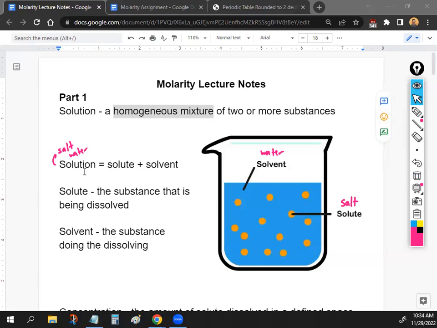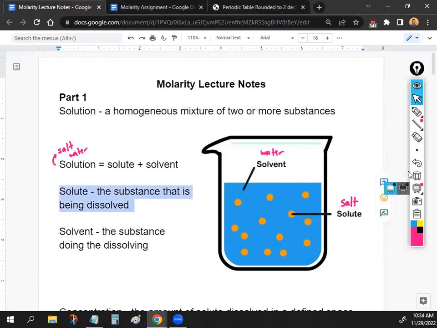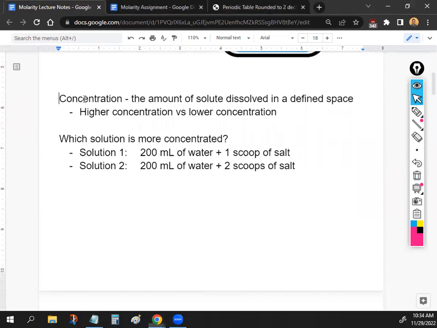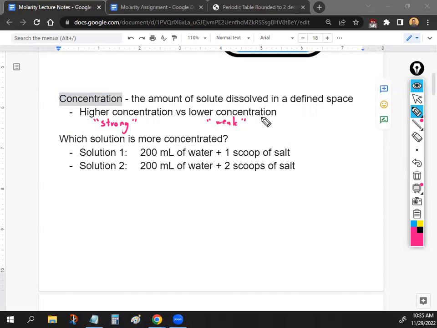Now, when we talk about dissolving things inside of a solution, we're going to be talking about something called concentration. So make sure you write that word down, concentration. I know typically we think of concentration as focusing on something, which hopefully you're doing right now. But in chemistry, concentration is basically how much solute is in a solution or in a defined space. An easy way of thinking about it that we're probably more familiar with is if something is strong or if something is weak. So we're going to be comparing whether something is strong or weak.